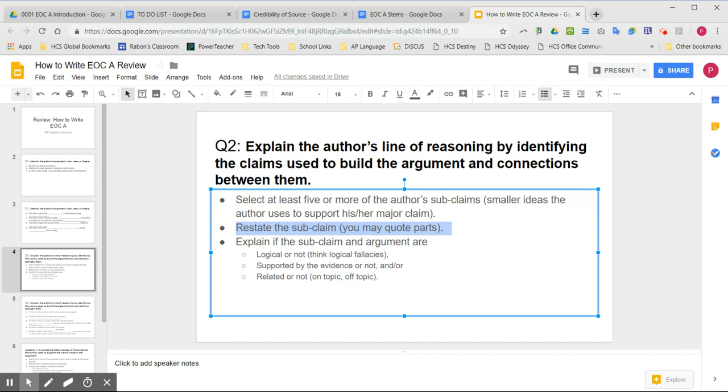They know you can quote, but if you want to see the big credit, full credit, they want to see that you can quote and explain. All right. Finally, explain if the subclaim and the argument are logical or not. Think of the logical fallacies. You don't need to say black and white logical fallacy. You don't need to say slippery slope.